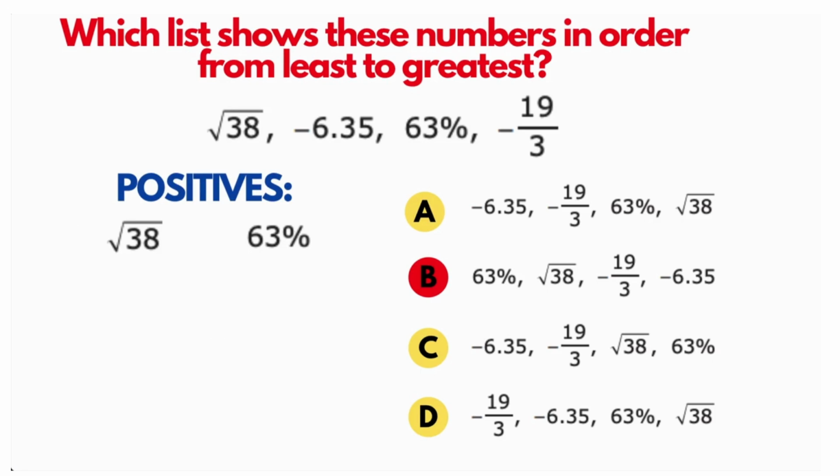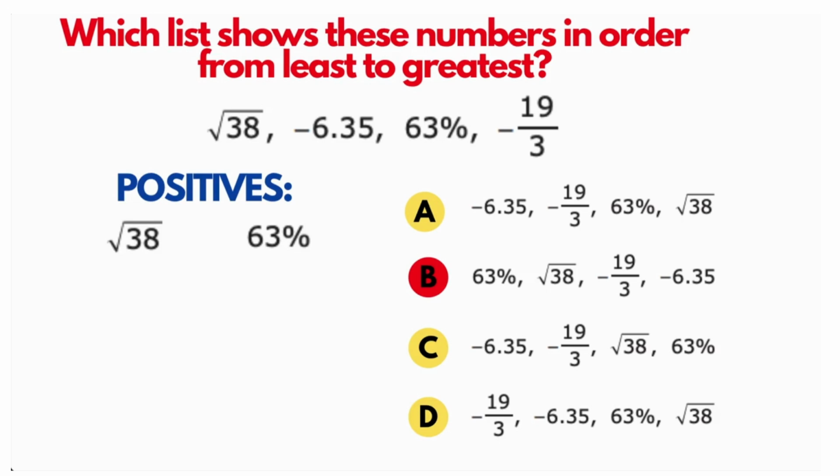So let's take a look at our positives first, and then we can see if we can eliminate some other answer choices. So let's try to find the positive number that has the least value and which has the greatest value, and then take a look at our list once again. So we have the square root of 38. You could take your calculator and put in 38 and hit the square root button.